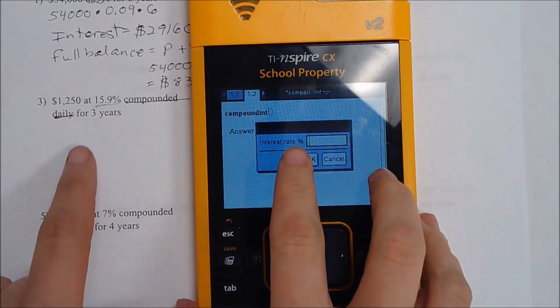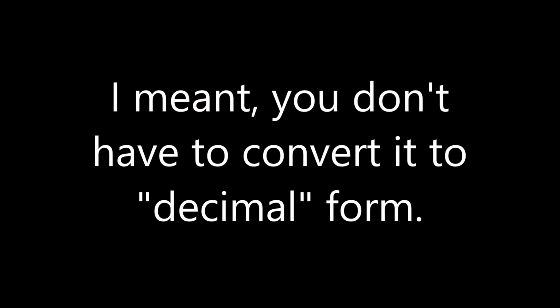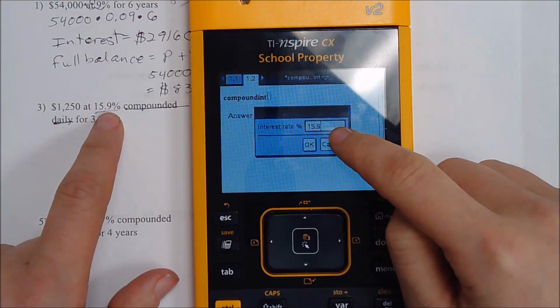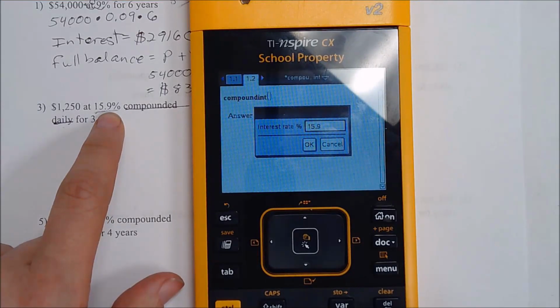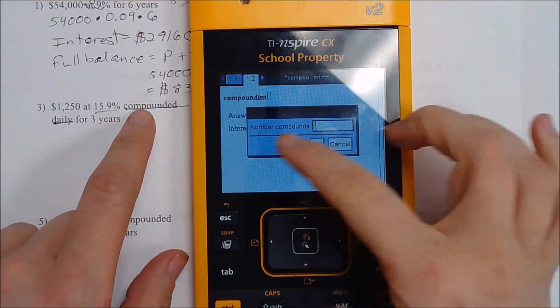And then the interest rate. Now this time, believe it or not, you do not have to convert this to a percent. Just enter 15.9. Don't put the percent sign, just 15.9. We accounted for that when we wrote this. Okay, compound, number of compounds.